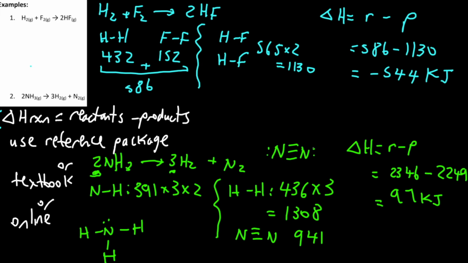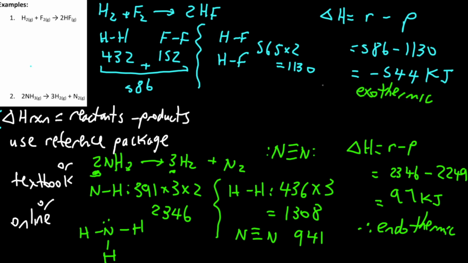So using the formula as before, delta H equals reactants minus products, the number for reactants is going to be 2,346, and then we're going to subtract that from the energy gained from the products. So by adding it all up, I got 2,249. Reactants minus products will give us 97 kilojoules. Since this is positive, this means that the reaction is going to be endothermic. And in the previous one, since it was negative, it means that the overall reaction is exothermic.